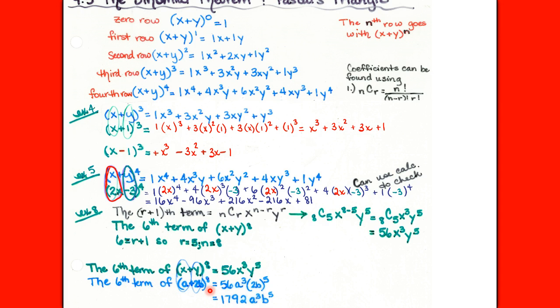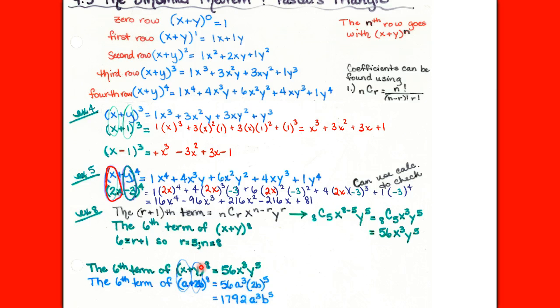Okay, before I can figure out what a plus 2b to the 8th is, I've got to get my pattern. You know how just like up here, before I could find 2x minus 3 to the 4th, I had to figure out what x plus y to the 4th was, right? I had to get a pattern, and then I could put 2x in for x, and I could put negative 3 in for y. I need to do the same thing. I need to figure out my pattern. I need to figure out what's the 6th term of x plus y to the 8th, and then I can go back and put a in for x and 2b in for y.